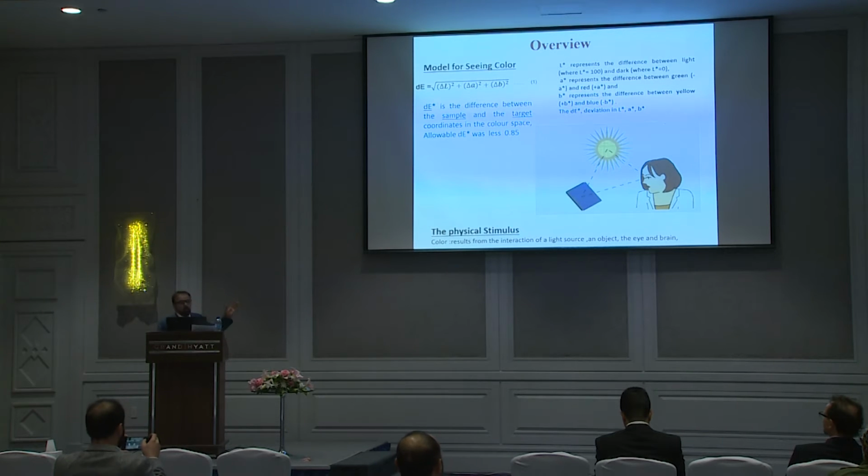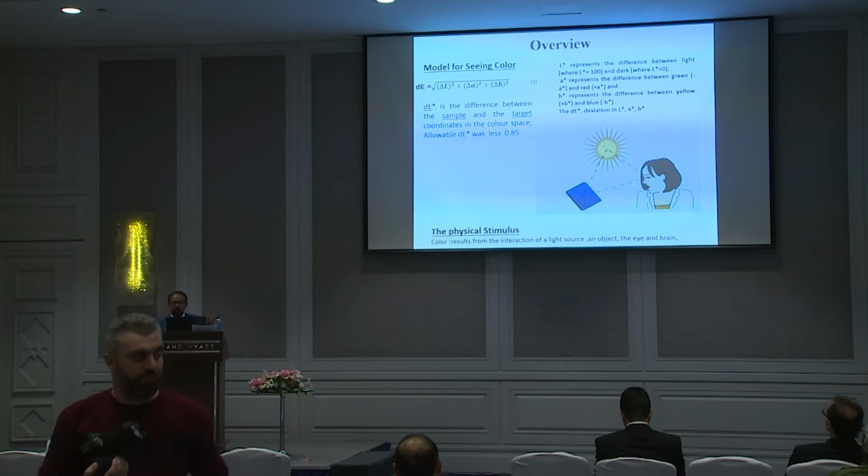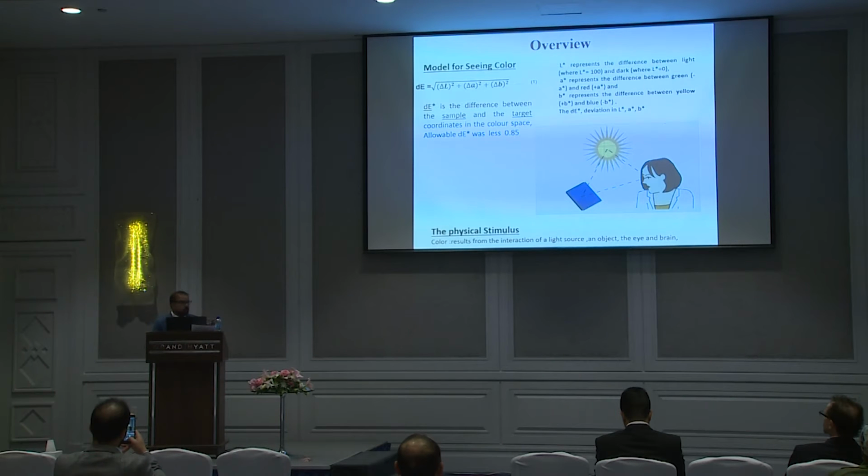Actually, it is a method of three factors in order to see the color. It is the light that hits the object, then it is reflected to your eyes, then interpreted in your brain in order to see color. So basically, there is a formula, DE, which is the square root of delta L squared plus delta A squared plus delta B squared. So if you get DE less than 0.85, it means you get a good color.